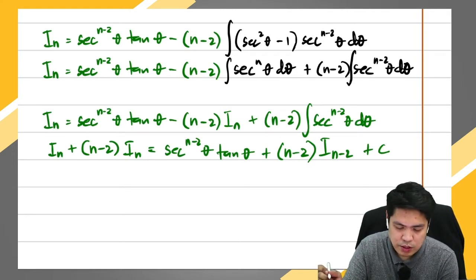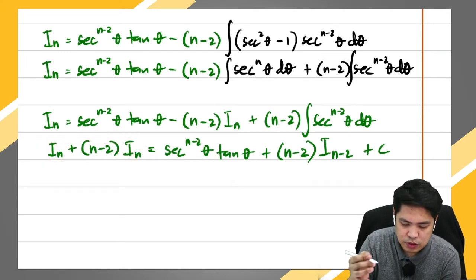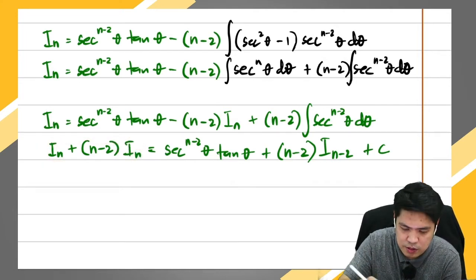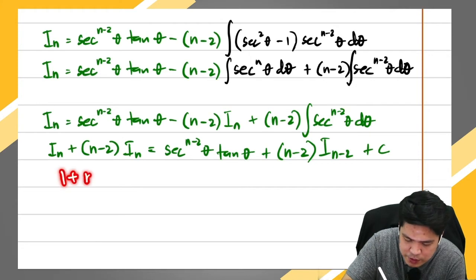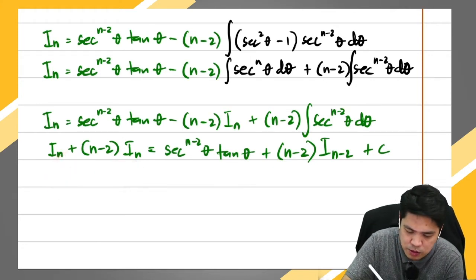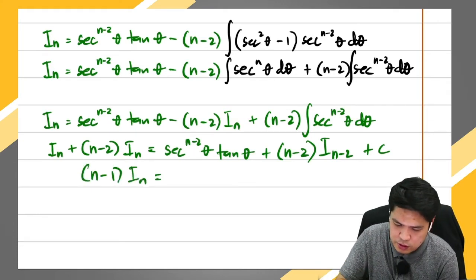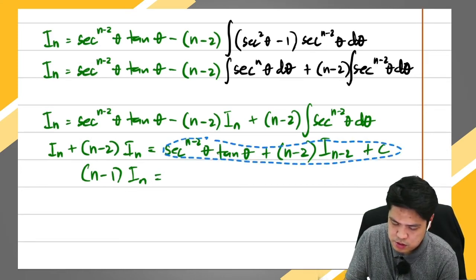Okay, then let us simplify this. Factor out I sub n, so we'll have 1 plus n minus 2 times I sub n. So that will be n minus 1, so n minus 1 I sub n is equal to this. Let me just copy this.